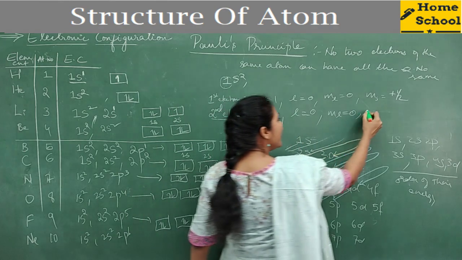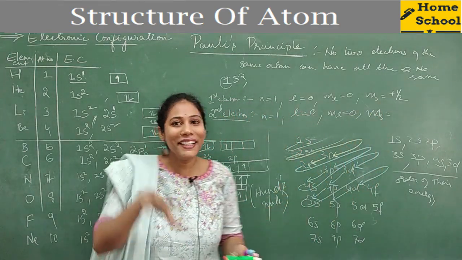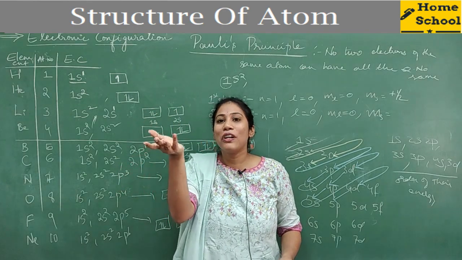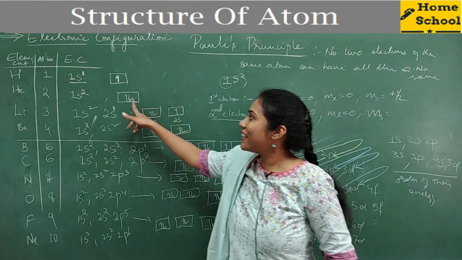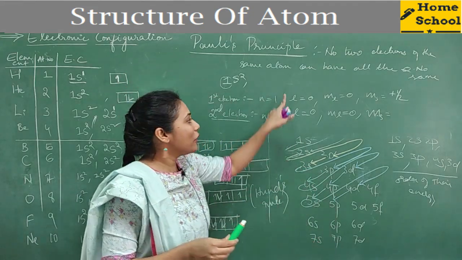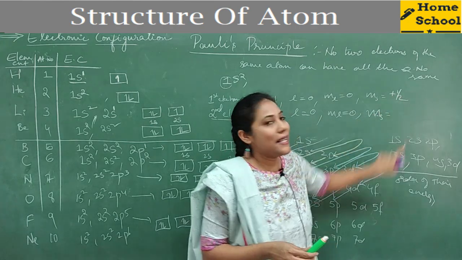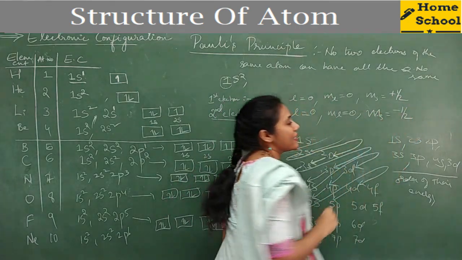But can you get MS value also same for second electron? No, right? If one is rotating in a clockwise direction, see in a box, the other one is rotating in an anti-clockwise direction. For clockwise rotation, we indicate plus half. For anti-clockwise direction, we indicate the minus half.